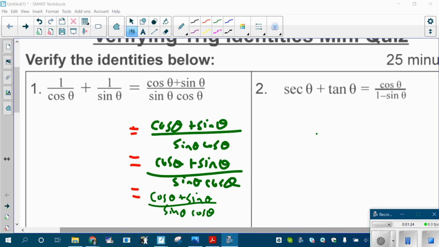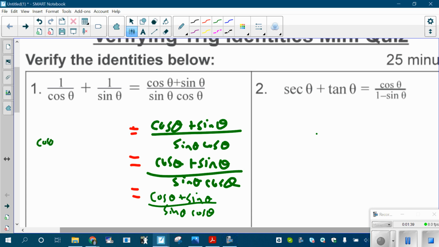On the left side, what is the thing I'm going to do? Well, I have two fractions. I want to make them one fraction. I need a common denominator. Note that these two fractions' denominators are completely different, so the common denominator is going to be those two denominators multiplied. So I want to make both fractions over cosine times sine.